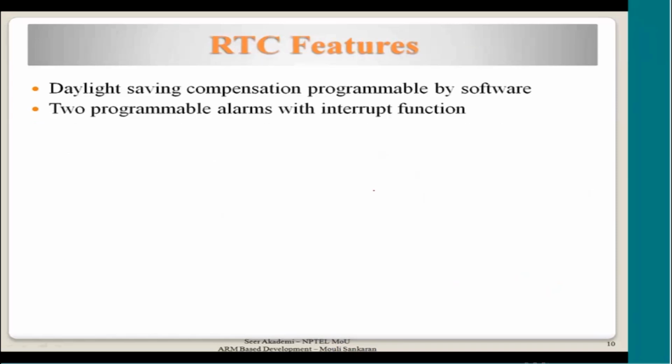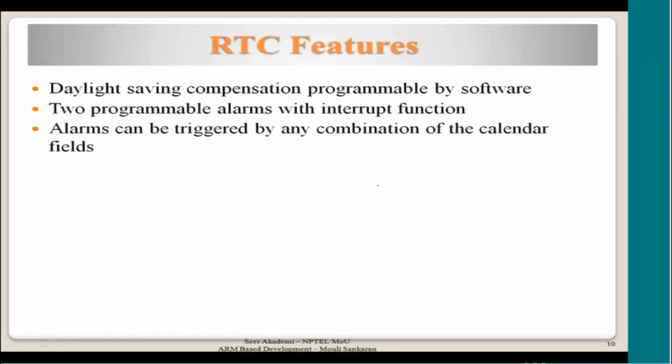Then what are the other features? Daylight saving compensation, I told you already. Two programmable alarms can be there. Alarms can be triggered by any combination of the calendar field. So you can say that if it is a Saturday or if it is a holiday, okay, maybe if you are scheduling an event for a particular time, then it has to pop up a window with a message alert saying, hey, you are supposed to meet so and so at this time. It's already 4 o'clock, so please carry on.